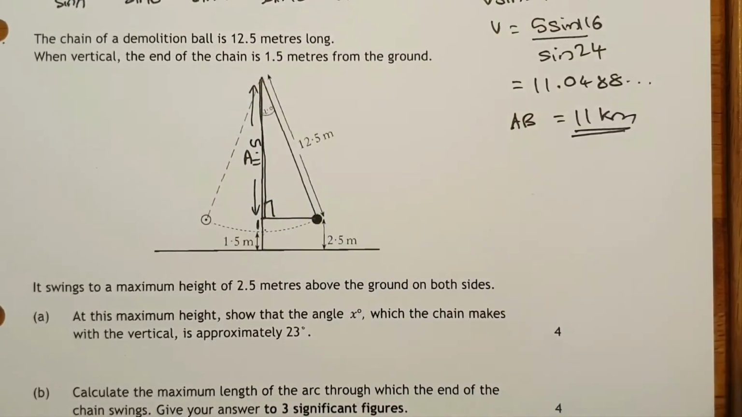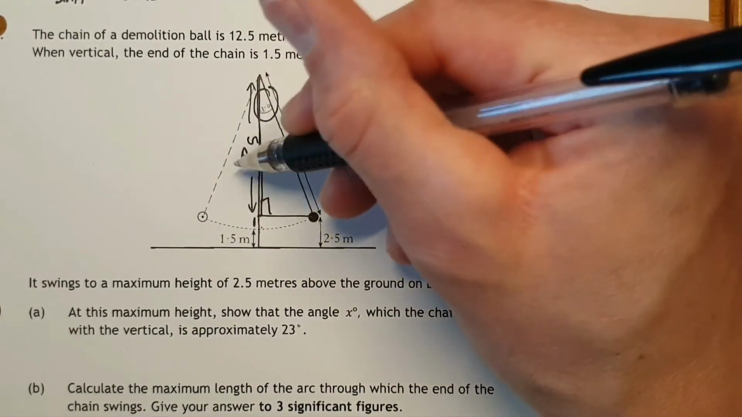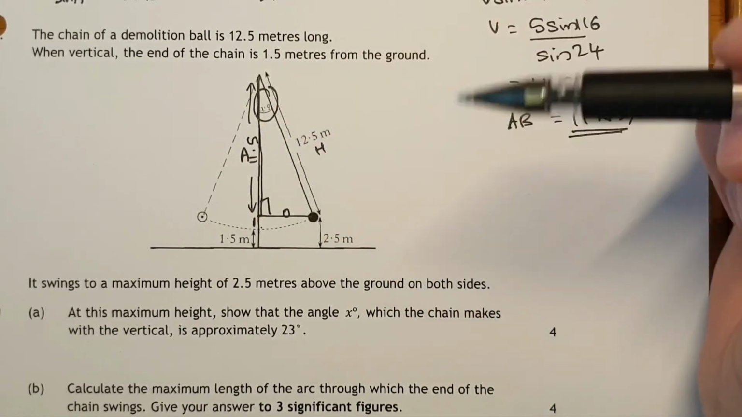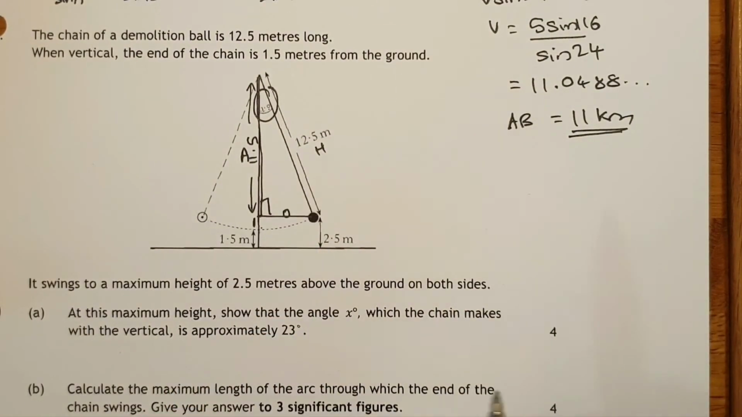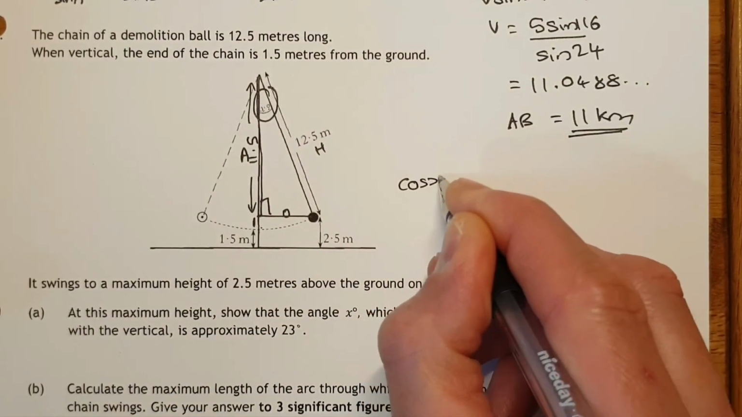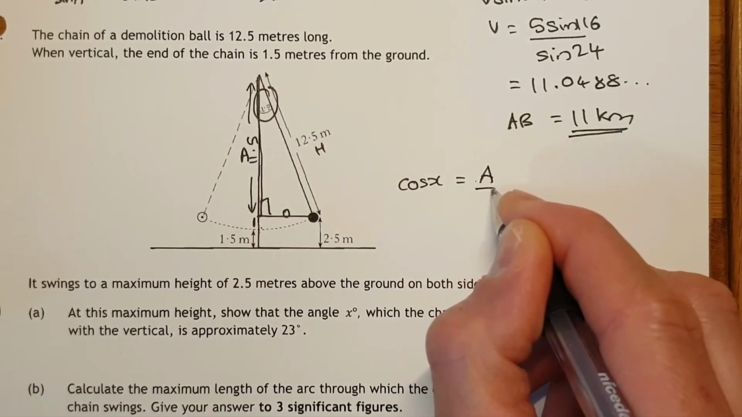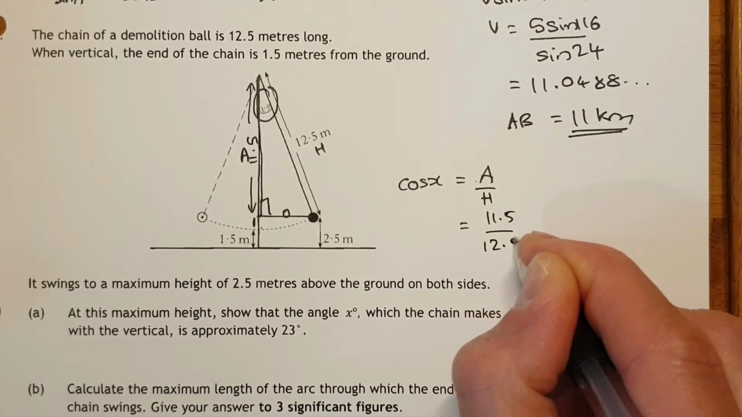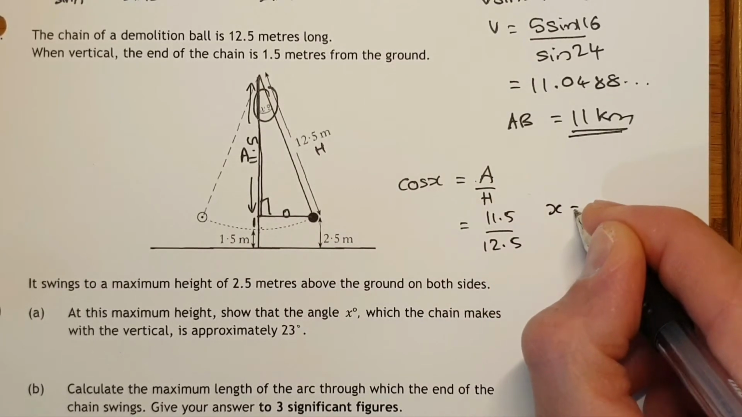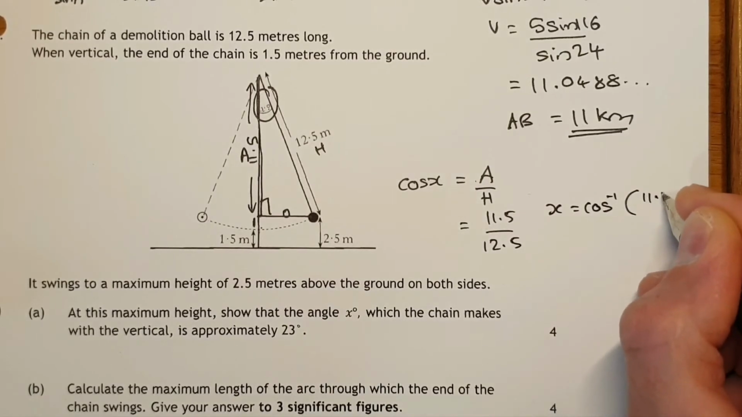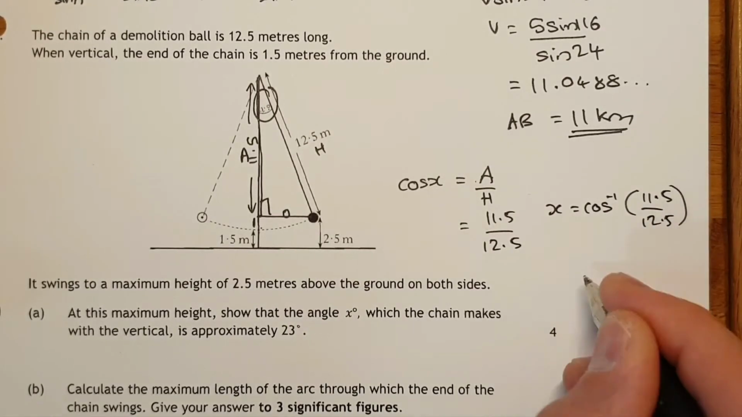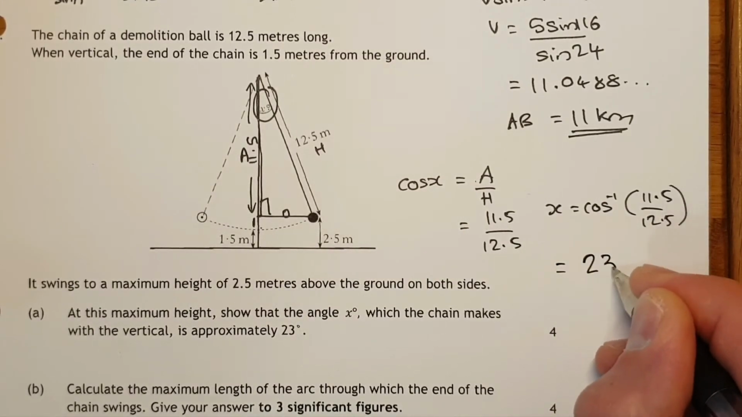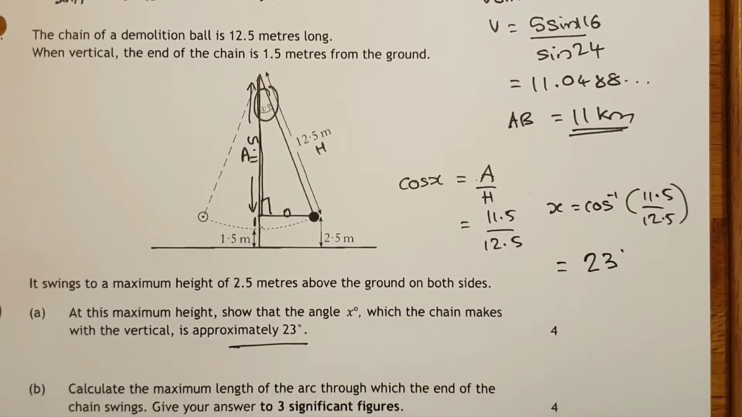Now you can see I've already marked that A for adjacent, because we've got an angle, we've got the adjacent, the hypotenuse and the opposite side. Now I want to try and find out what the angle is. So cos x is adjacent over hypotenuse. So that's equal to 11.5 over 12.5. Therefore x is the inverse cos of 11.5 over 12.5. And when you do that in your calculator, you're going to get 23 degrees, which is what we were attempting to show.